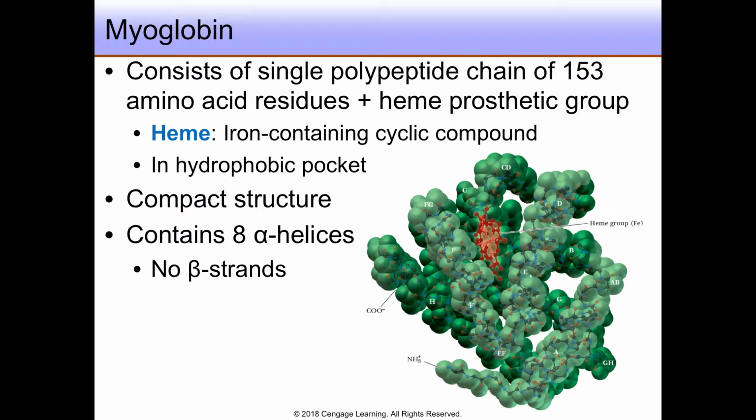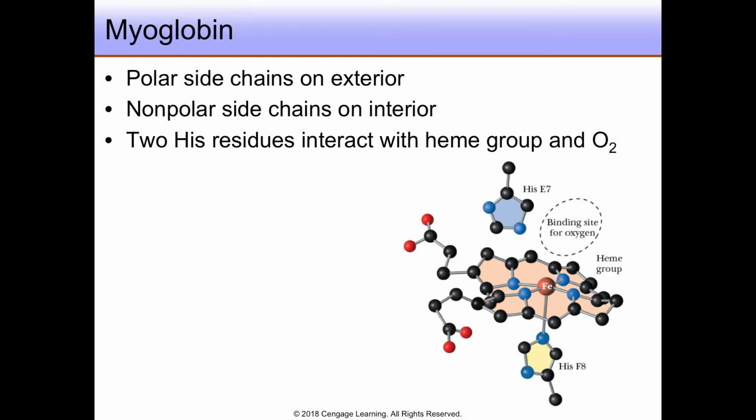From the illustration here, hopefully you can see that the heme group is buried in a protective hydrophobic pocket. Myoglobin is very compact and is entirely alpha helical in secondary structure, with 8 separate alpha helices. As is true for most globular proteins, the polar side chains of myoglobin are on the exterior surface and the nonpolar residues are on the interior. There are 2 very key histidine residues that interact with the heme group and influence its ability to bind oxygen.